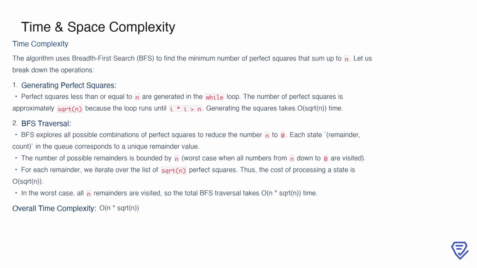Now, the core of the algorithm is the BFS traversal, where we explore all possible ways to reduce n to 0 by subtracting perfect squares. Each state in the BFS queue represents a remainder and the count of squares used so far. The number of unique remainder values we might encounter is at most n, and for each remainder, we try subtracting all possible perfect squares, which is sqrt n per state. Therefore, in the worst case, the BFS traversal takes O(n * sqrt n) time, giving us the overall time complexity of O(n * sqrt n).